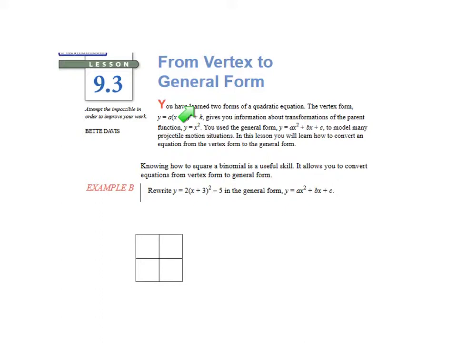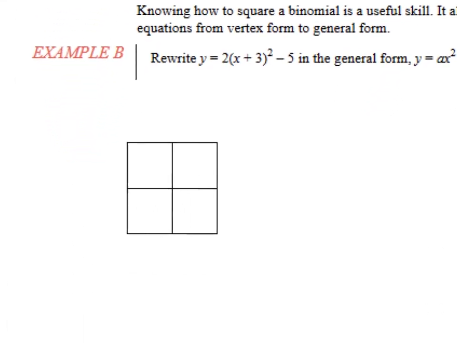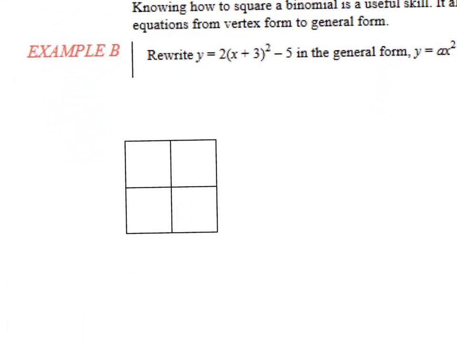So what we're going to do in order to expand that (x plus 3) squared is we are going to utilize our sneaky square. So we are going to set up our square with our x and positive 3 and x and positive 3. And whatever we get there, that whole piece, we're going to multiply by 2, and then at the end, subtract 5. Now we need to fill out this box by multiplying each of the rows by the columns.